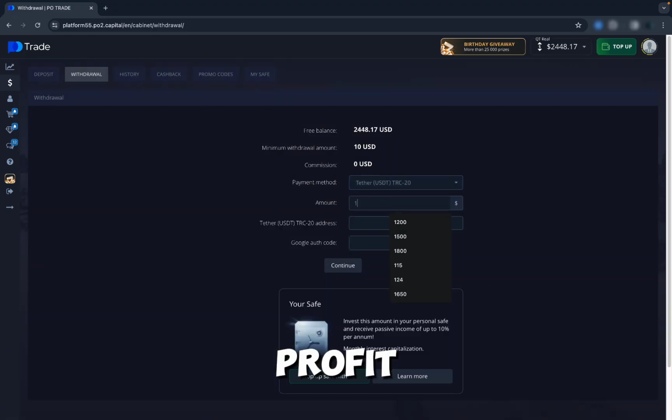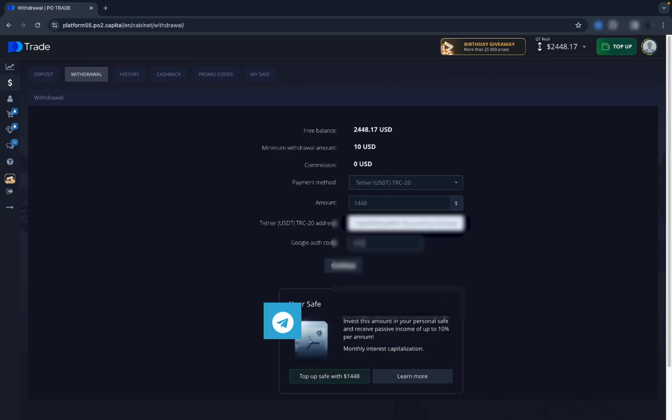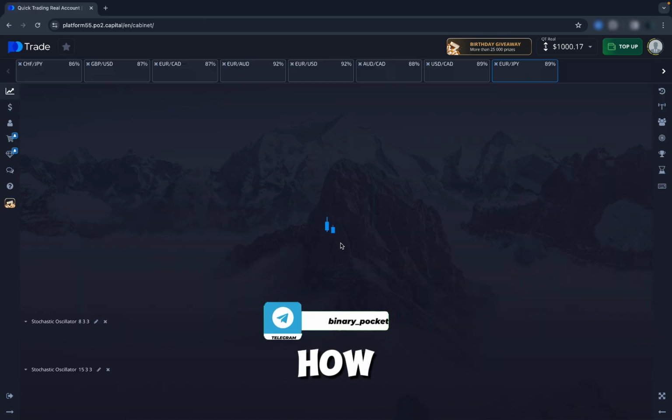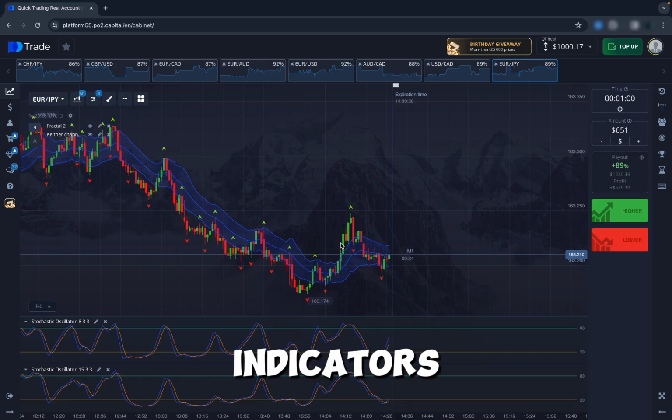The amount of profit will be $1,448. Withdrawal operation is successfully executed. This is how trading turned out with the use of these indicators.